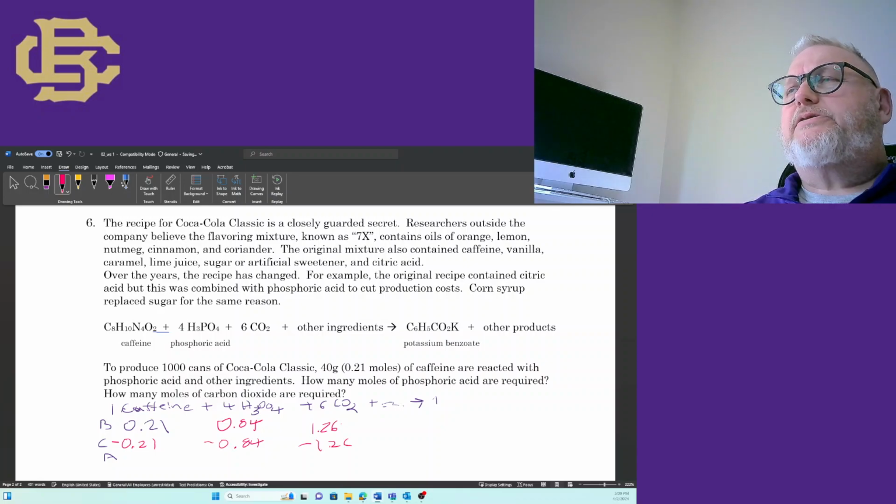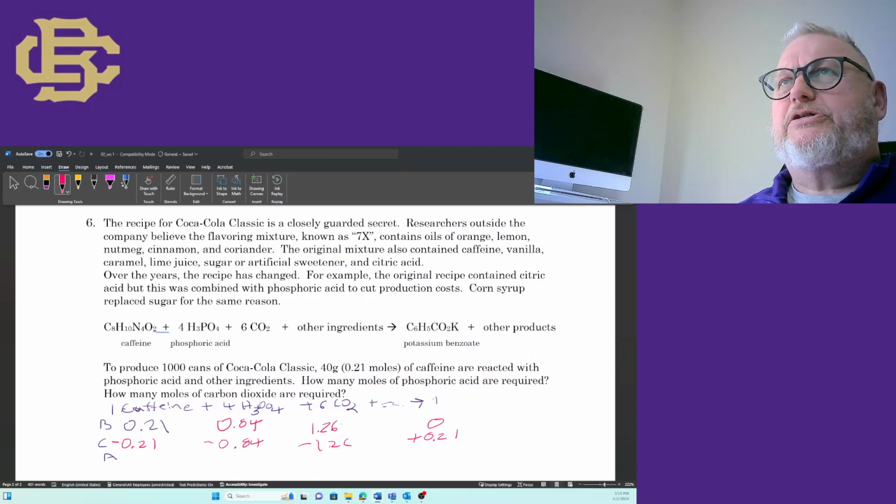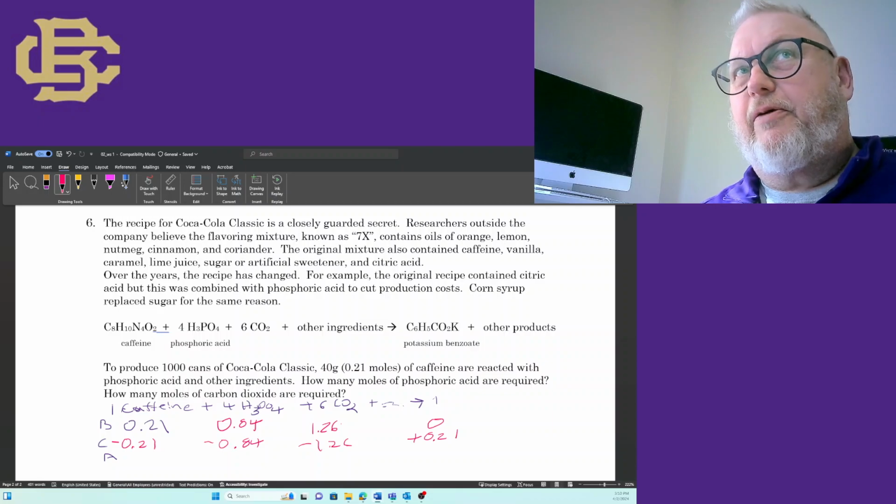Out of curiosity, how many moles of potassium benzoate is it going to produce? Well, it's a 1-to-1 ratio, so it's going to produce 0.21 moles of potassium benzoate. Not hard. All right, guys, there's question 6. Don't let it scare you. This stuff is not hard, I promise you.